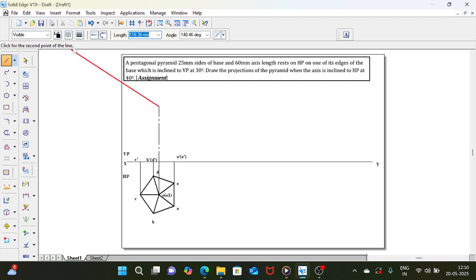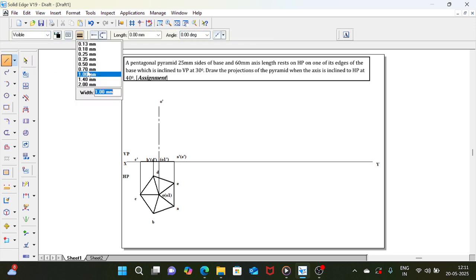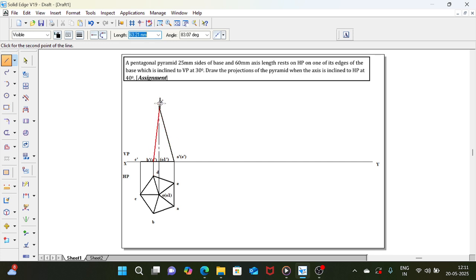Then select visible line. Because of my screen resolution I am changing the thickness; in your case, no need to change. Join the baseline first, then join A to O. This is o dash, and this one inside the bracket is o1 dash, which is not visible from the front. Then join A to O. A to O is visible from the front. Similarly, BO is visible from the front.